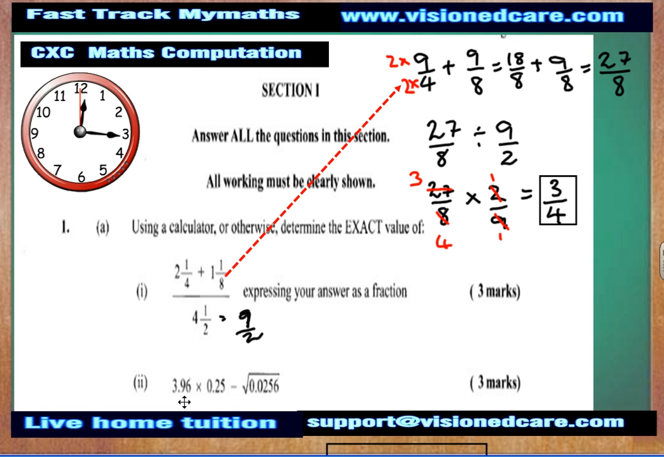Now let us work out the next question here, part 2. We have 3.96 times 0.25 minus the root of 0.0256. It's very important for you to note that the root of 0.0256 is the same thing as 0.16. Okay, I'm going to put a bracket around 3.96 and 0.25.